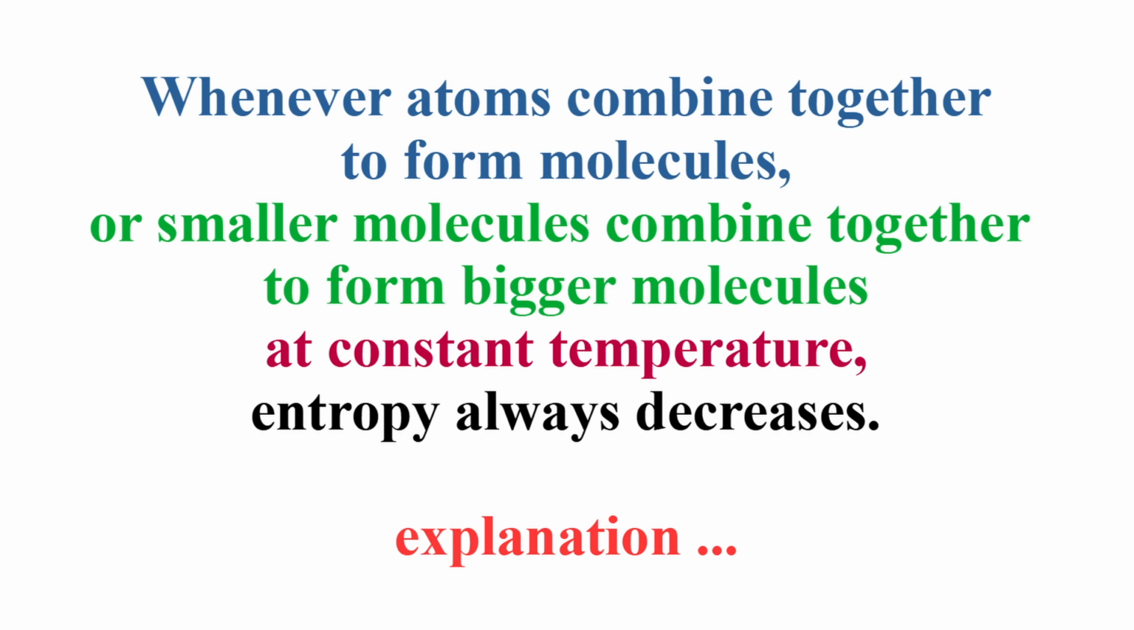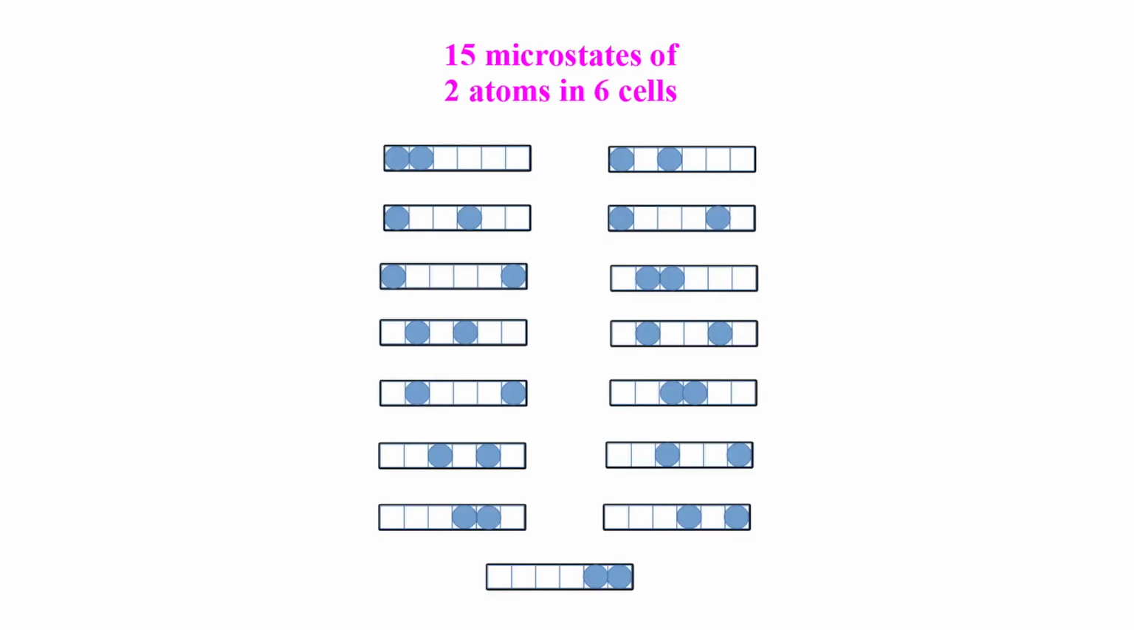It is very easy to understand this in terms of Boltzmann analysis and his entropy equation. Let us say that the two particles in the 6 cells considered at the beginning of the finer, more precise analysis are atoms, and that they combine together to form a molecule at constant temperature. For example, 2H gives H2.